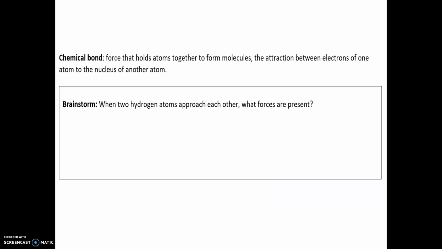So what I'd like you to think about right now is, when two hydrogen atoms approach each other, what forces are present? On your own, I'd like you to brainstorm some of your own ideas of what might be some different forces that are present when two different hydrogen atoms come close together. So pause the video right now and answer that.